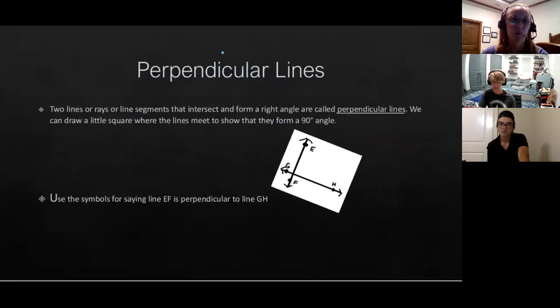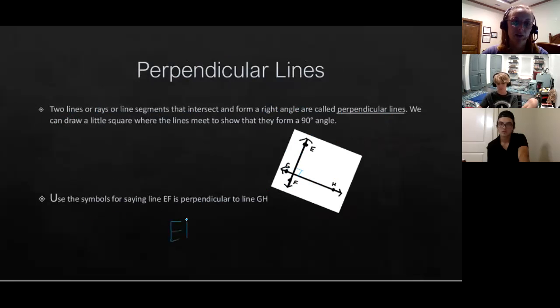Here we go. Perpendicular lines. Two lines or rays or line segments that intersect and form a right angle are called perpendicular lines. So when we have lines that do that, if we see the picture, we can draw that little square in the corner to show that they're perpendicular lines. They form a 90-degree angle, so they are perpendicular.